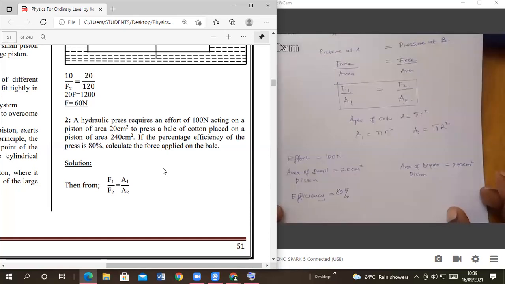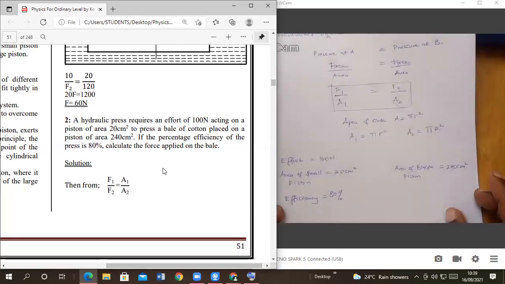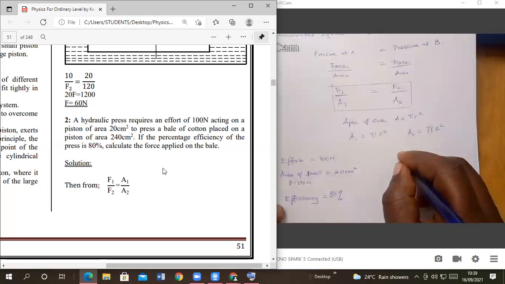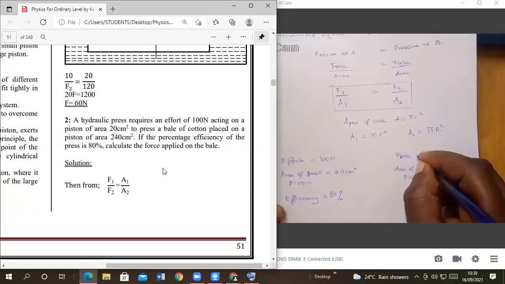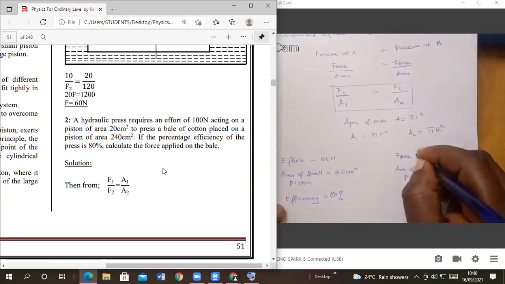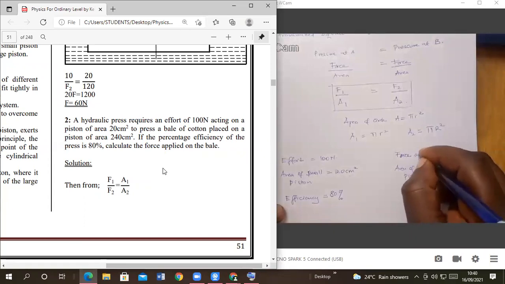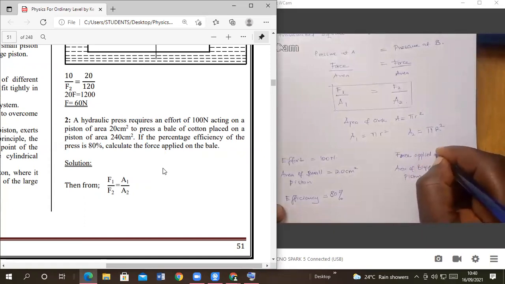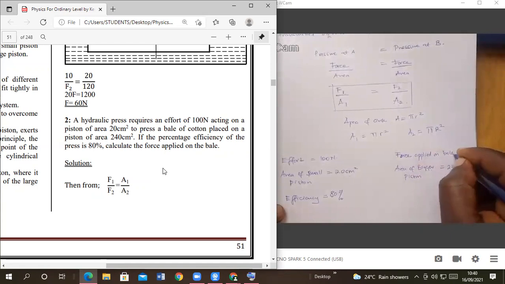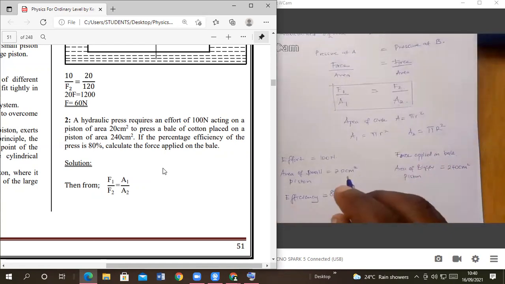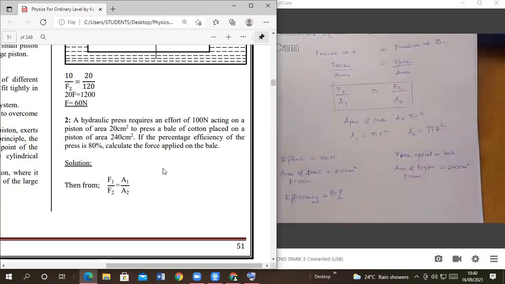So what are they asking for? They're asking you to find the force of the barrel. Yes, the force applied on the barrel of cotton. So they're asking you to find that force that is applied on the barrel of cotton.